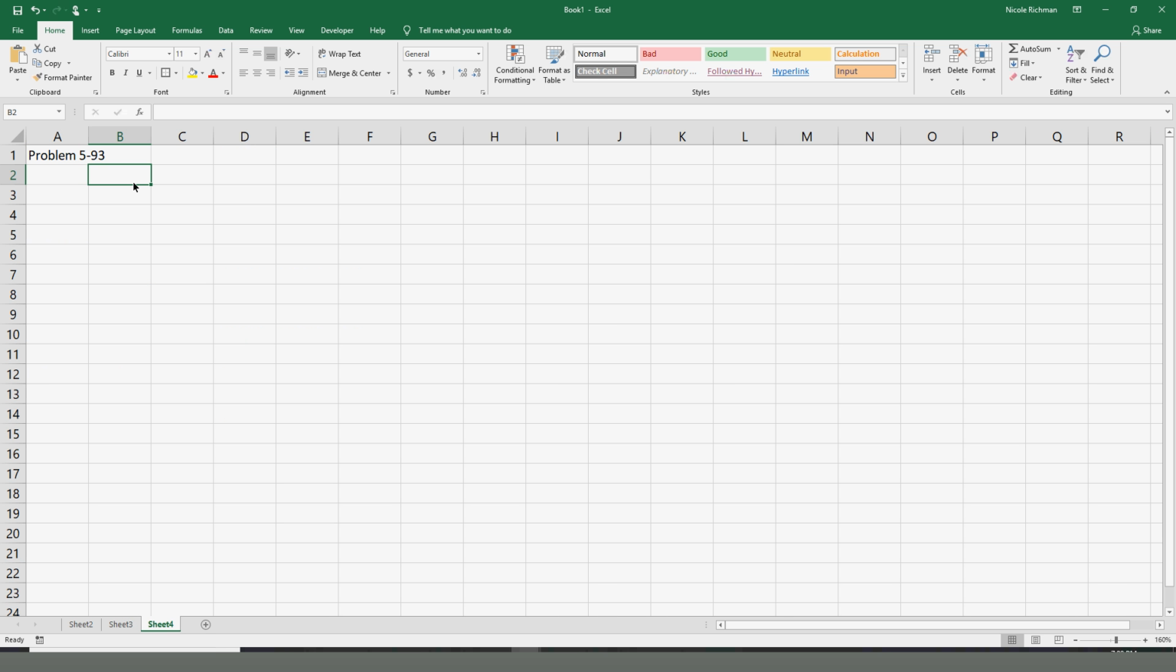So in problem 593, it says that bats can consume, on average, 10 mosquitoes per minute. And it wants to know what's the probability that it will do 4 mosquitoes. So the probability that it will consume 4 mosquitoes in 30 seconds.